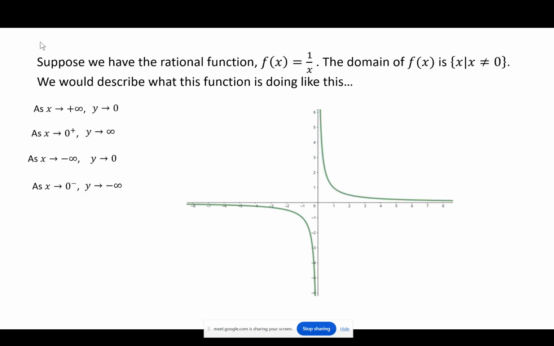As x approaches negative infinity, going smaller and smaller, y again is approaching 0. It's approaching that x-axis. As x approaches 0 from the left side, so it's approaching the y-axis from the left side, you can see that the function itself is shooting down to negative infinity. So y is approaching negative infinity like that. So that's how we use that notation to describe what a graph is doing in any given region.